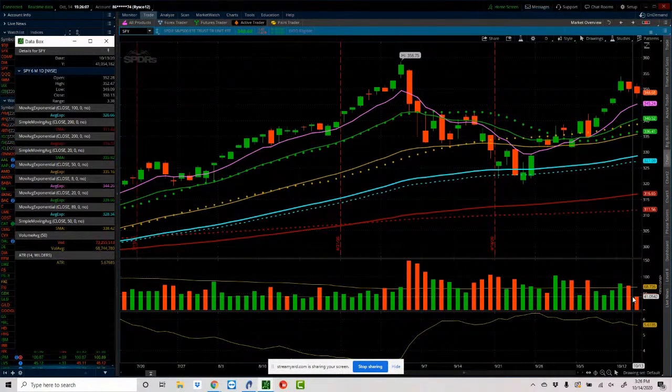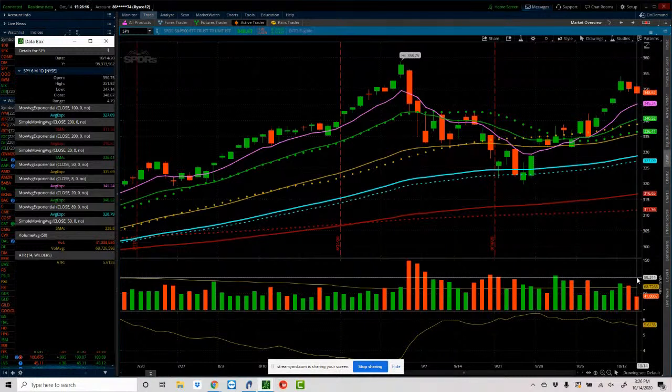Ideally, on any type of a break higher or lower through those support and resistance levels that we just talked through, I want to see that volume spike. I want to see that volume level up above 100 million shares. We have not seen that level hit in a while, so I want to see that level breached.